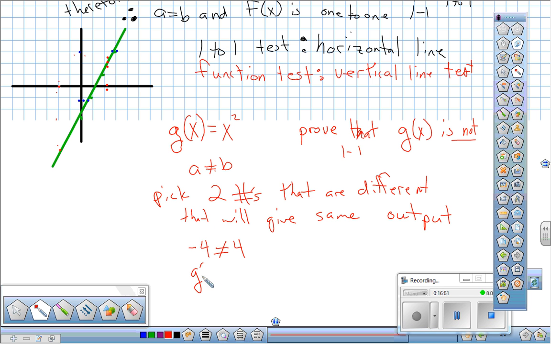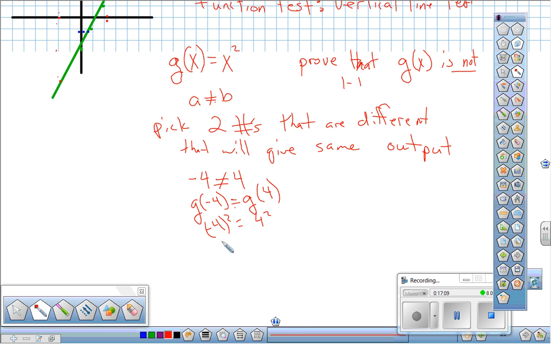G of -4, and I want to show that that is equal to G of 4. Then I plug in: -4 squared equals 4 squared. I want to see if this will work or not, and I have 16 equals 16. I have the same thing.